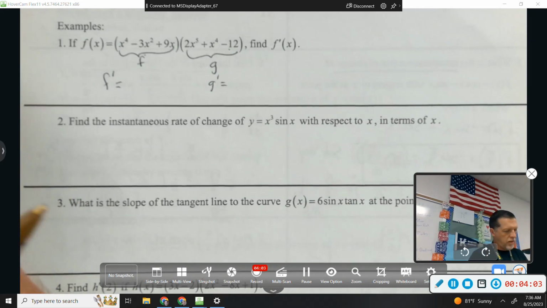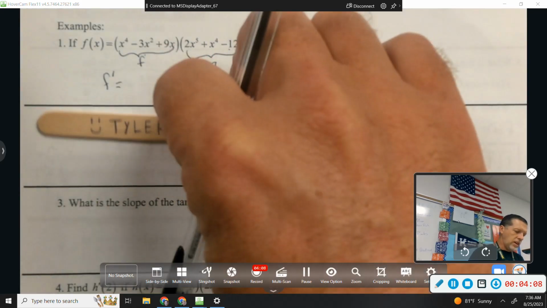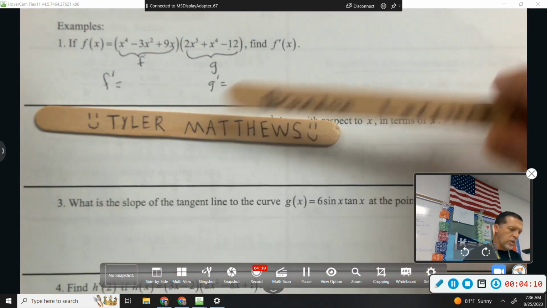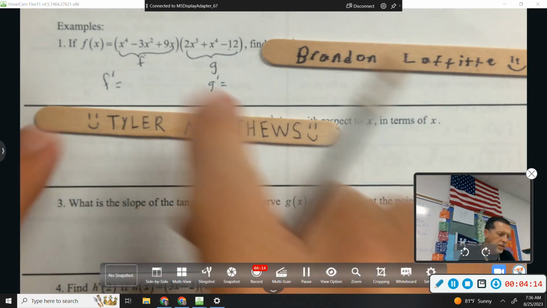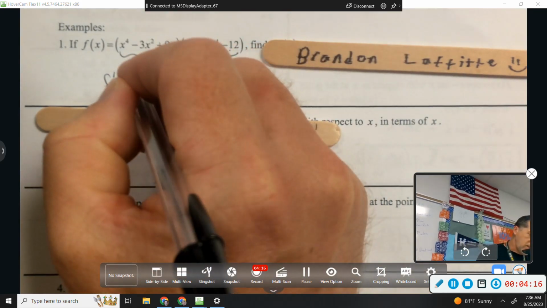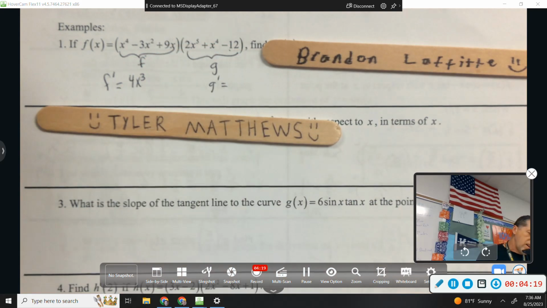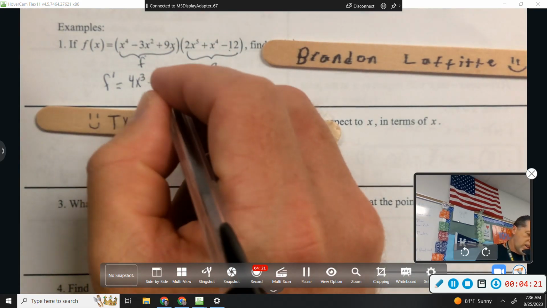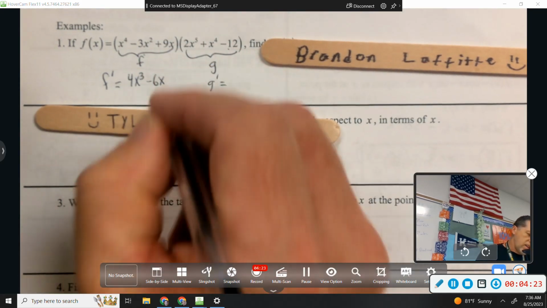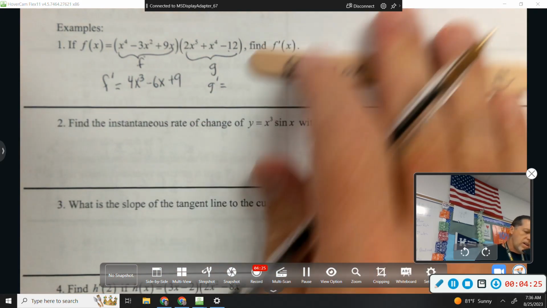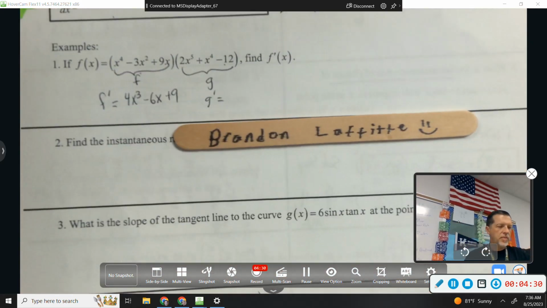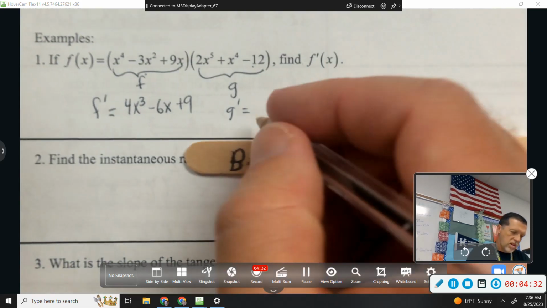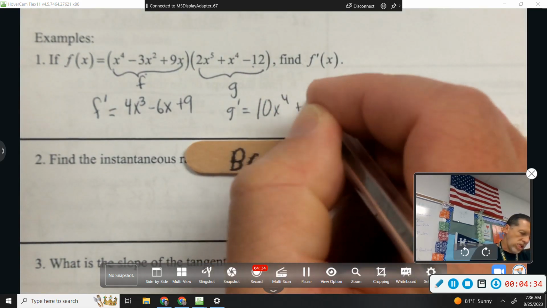F prime and g prime, separately on their own, are easy enough that I could call on Tyler and Brandon to tell me those things. So Tyler, what's f prime? Just the derivative of that first piece. Just 4x to the third minus 6x plus 9. Good. And Brandon, how about the derivative of the second piece? 10x to the power 4 plus 4x to the power 3. Yes.